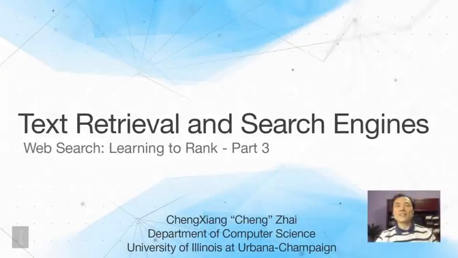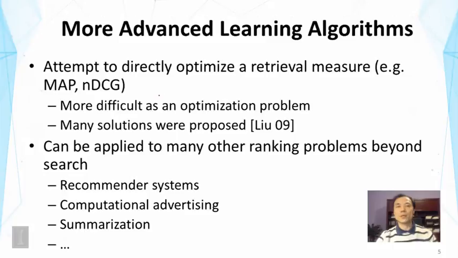There are many more advanced learning algorithms than the regression-based approach. And they generally attempt to directly optimize a retrieval measure, like MAP or NDCG. Note that the optimization objective function that we have seen on the previous slide is not directly related to a retrieval measure. Right? By maximizing the prediction of 1 or 0, we don't necessarily optimize the ranking of those documents.